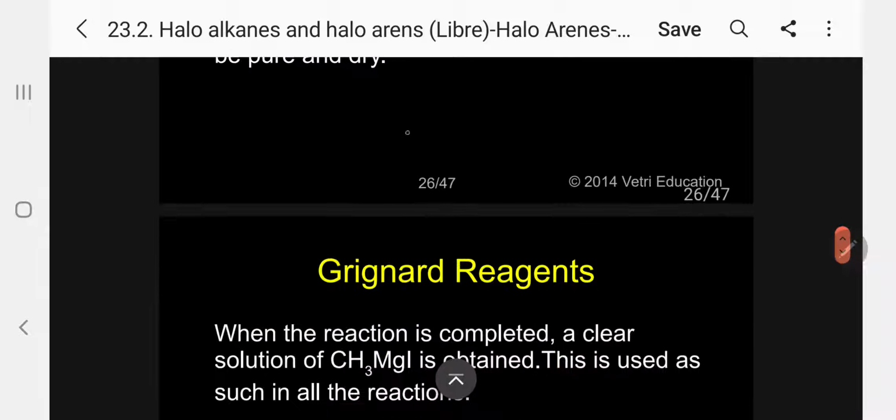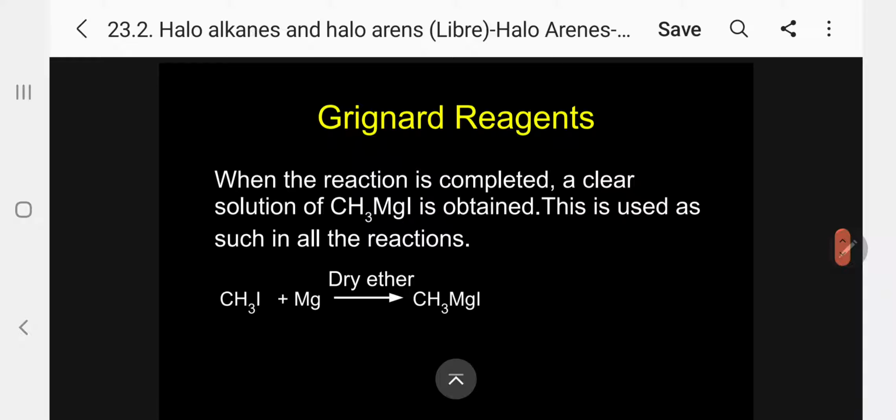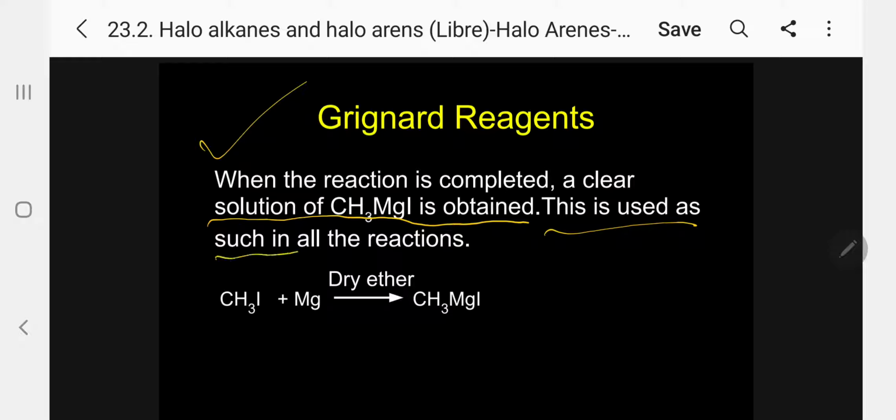All the reagents should be pure and completely dry. Please follow. When the reaction is completed, a clear solution of methyl magnesium iodide is obtained. This is used as such in all the reactions, meaning in the form of ether solution. So this is the reaction: CH3I plus Mg in dry ether gives CH3MgI. Please follow. This is the most important reaction.